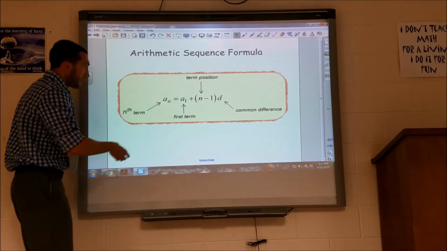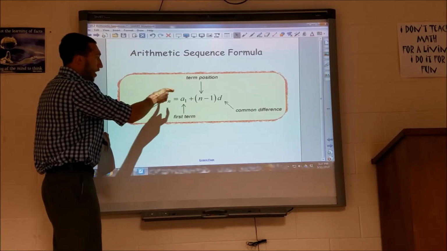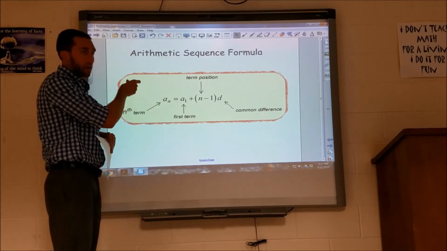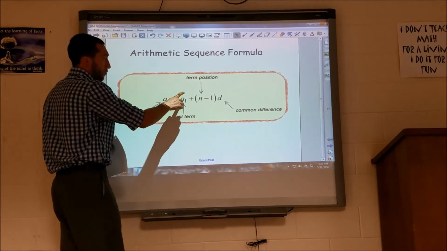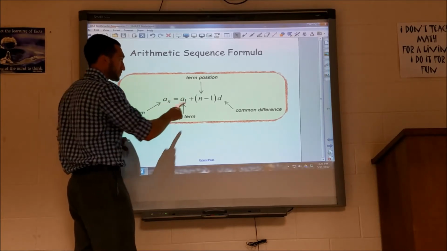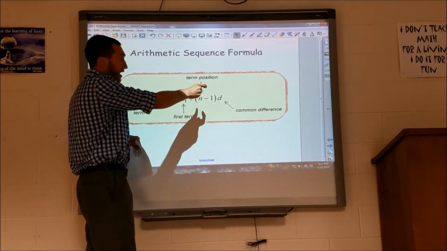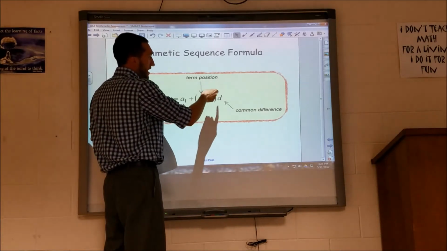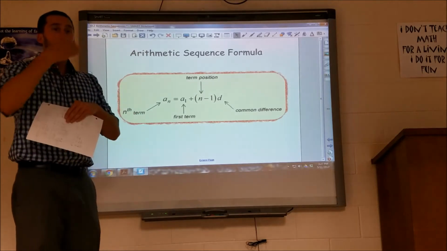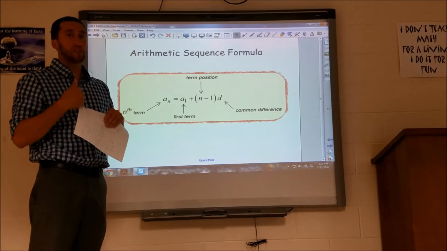So a sub n, and we learned this in the previous section, is what term we are currently on or looking for. A sub 1 is obviously the first term in our arithmetic sequence. N, again, is the term that we're on. And d is the common difference. What is each term differing by? What are we adding or subtracting to each term?